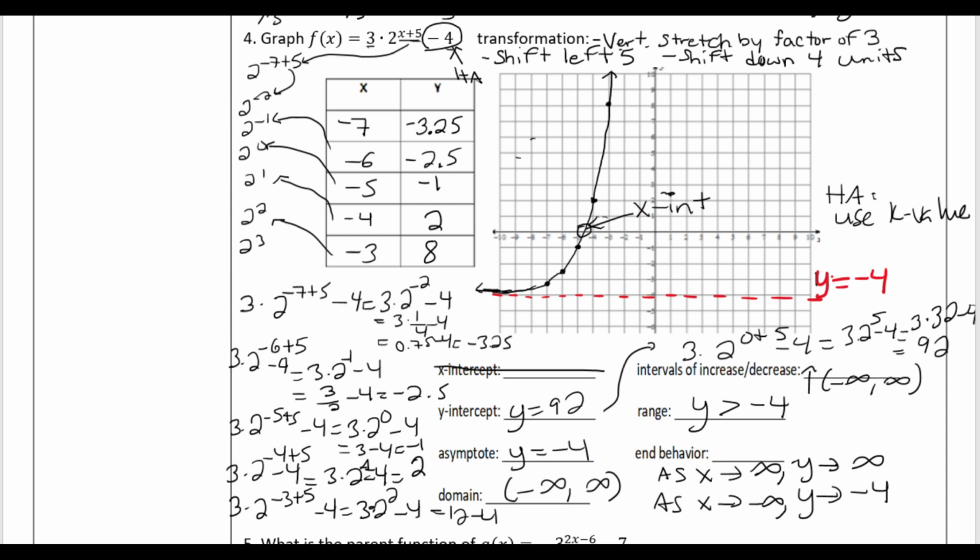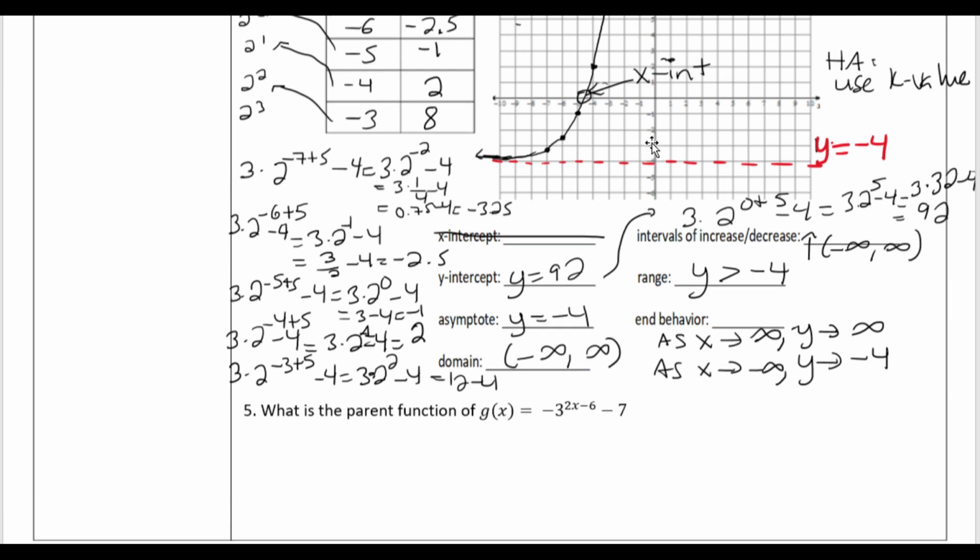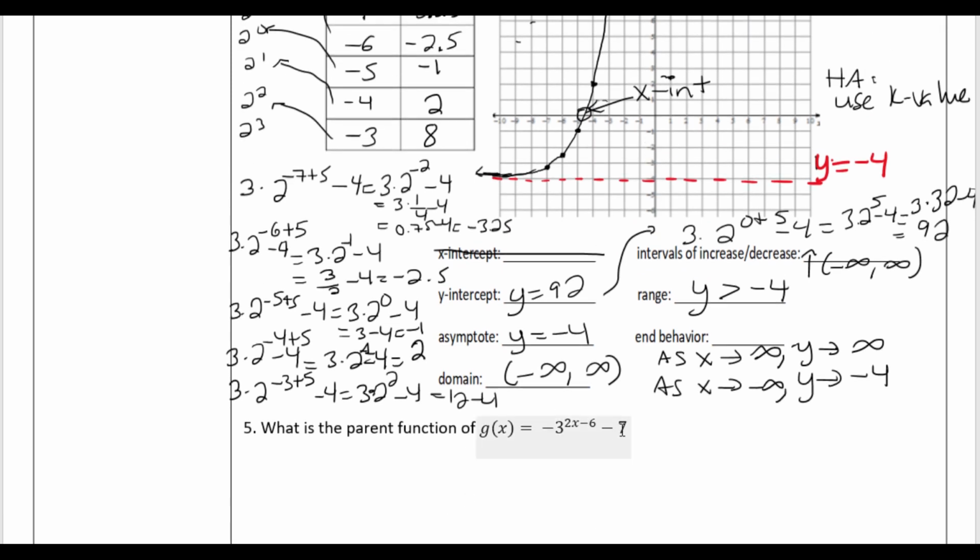All right, so let's do yet another example. Not a graph example, just a transformation example. So what is the parent function of g of x equals -3 raised to the 2x minus 6 minus 7? All right, so we're going to list all the transformations. So in here, remember the base is 3, so that's the base. All right, the a is that. So a is -1 in this case.